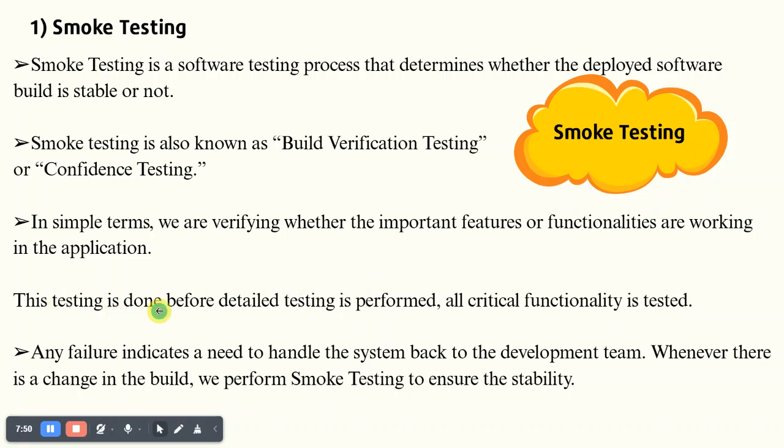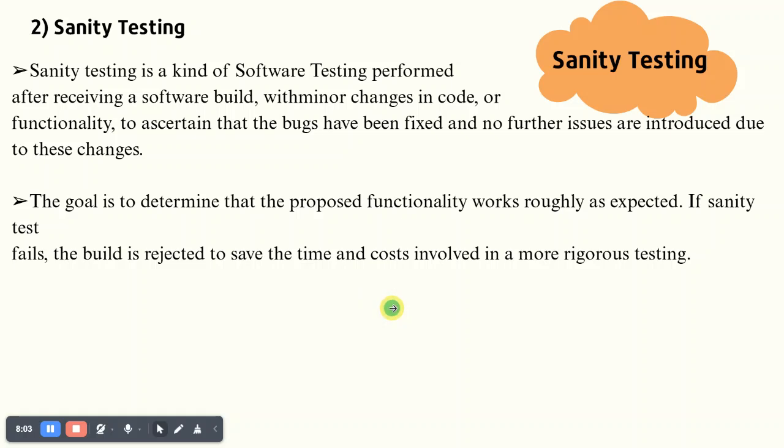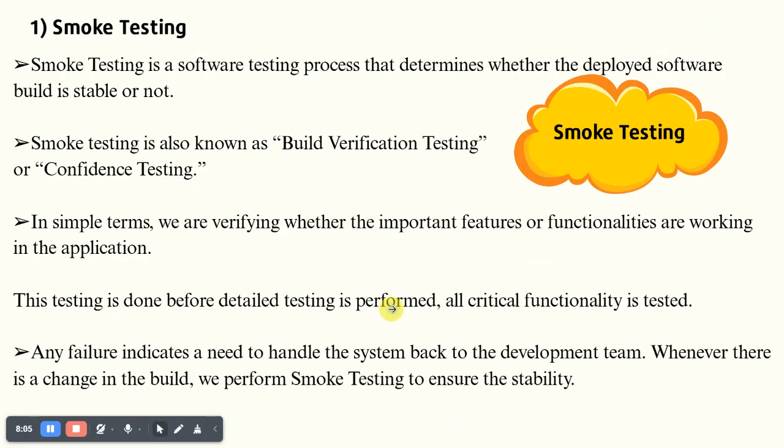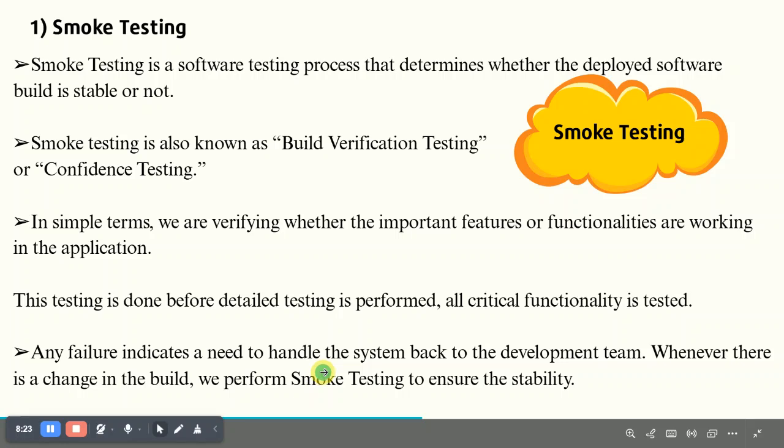Okay. This testing is done before detailed testing is performed. All critical functionality is tested. What this line says is that it is testing done before detailed testing. Detailed testing is nothing but, before launching the software, we go through each and every functionality to make sure the build is stable and the functionality is working fine. The cross verification. So any failure indicates a need to hand the system back to the development team.